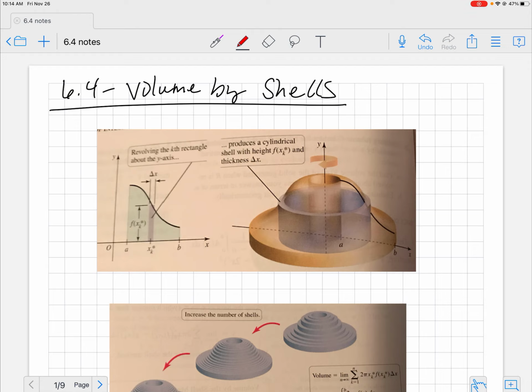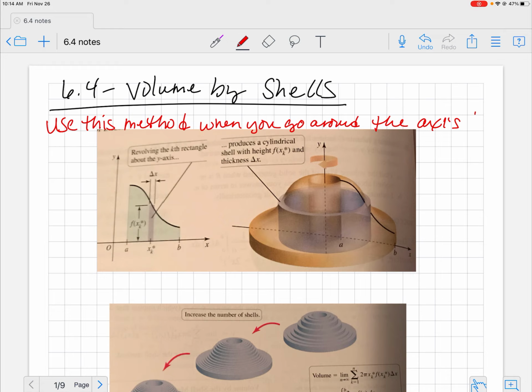Here's the moral of the story whenever it comes to shells. You are going to use this method. Let's write it down. Use this method when you go around the axis, but your equation is in terms of the other variable.